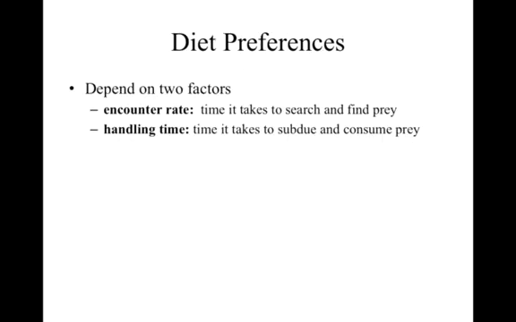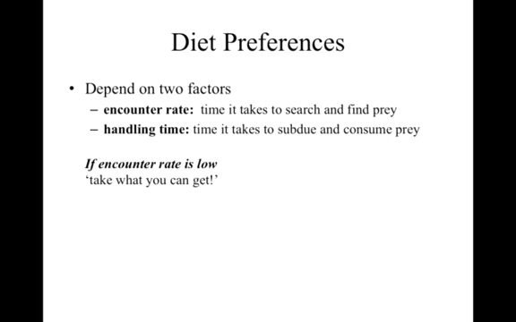So this leads us to the idea of diet preference. Ultimately, diet preference depends on two factors. It depends on the encounter rate, and it depends on the handling time. So the encounter rate is the time that it takes to search and find prey. That whole looking process, the whole sort of trying to find these hidden prey that are cowering down. Handling time is the time that it takes once you've found the prey to kind of catch it, subdue it, and eat it.